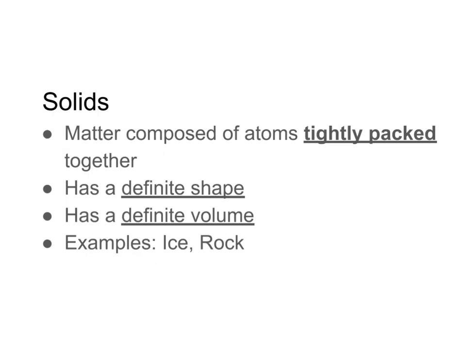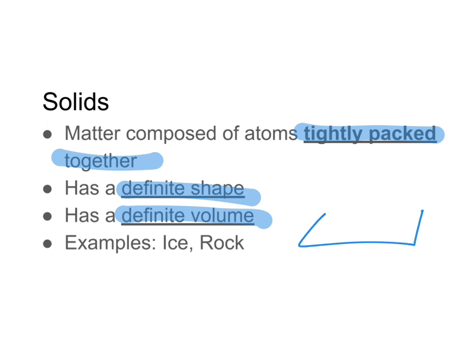So what makes a solid a solid? Well, in a solid object, the matter is composed of atoms that are tightly packed together. It has a definite shape and it has a definite volume. What I mean by that is if I took a table and I put a ball onto that table, it would stay in ball form, right?